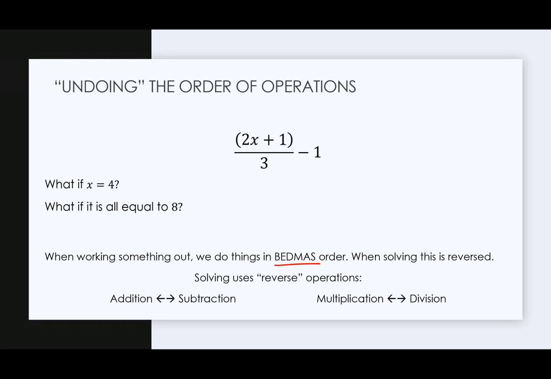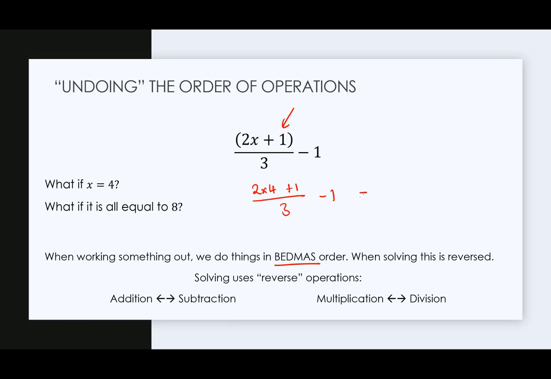So let's use our BEDMAS order of operations. We need to do what's in brackets first. So that's this part here, 2x plus 1. And then within that, we need to use multiplication before we use addition. So this is going to be 2 times 4 first, plus 1. And then we're going to divide everything by 3 because division comes before subtraction. So all of that over 3. And then minus that by 1.